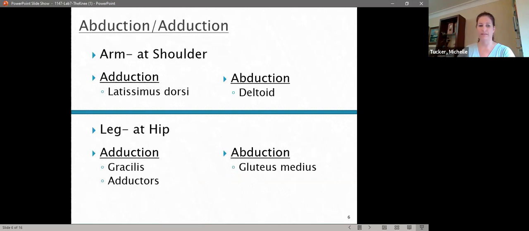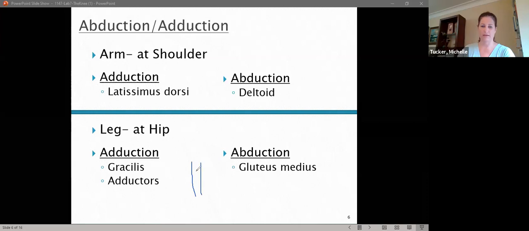And then we have gracilis, which is in the middle of that adductor group. So going down the middle of the thigh, we have gracilis in the middle, and then we have adductor magnus, longus, and brevis, which are going to comprise that adductor group. They'll be on either side of gracilis.